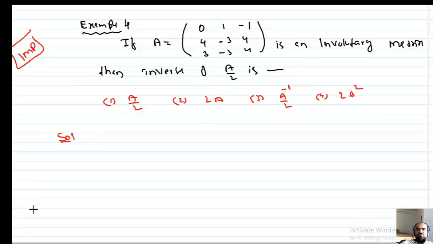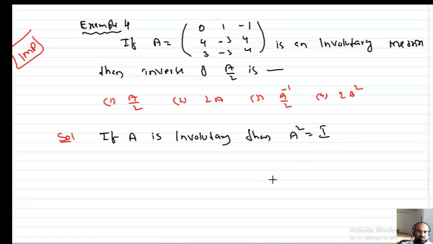Listen. If A is a square matrix and A is involutory, then what is the condition? A square equal to I. By using this condition only, you need to solve the problem. We want to find the inverse of A by 2. Each element of A is multiplied by 1 by 2, and with the new matrix A by 2, we can find its inverse; that is not a big problem. But see the options given: A by 2, 2A, A inverse by 2, 2A square. So the options are saying we don't want to find it directly. You need to find a solution logically.